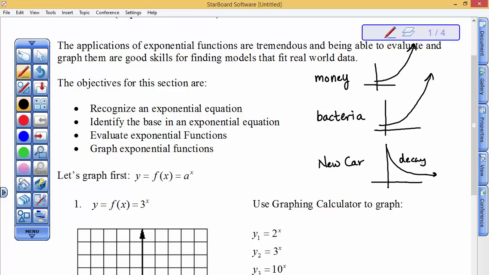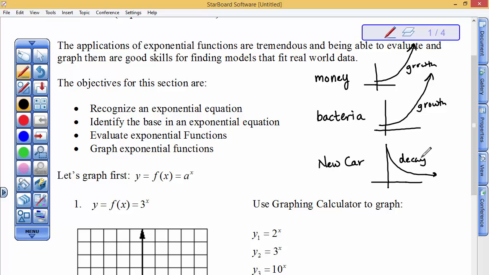So we're going to look at situations where things grow exponentially and where things decay exponentially. Carbon dating of dinosaur fossils or just bones, relics, they decay exponentially, so scientists can determine their age based on that model.